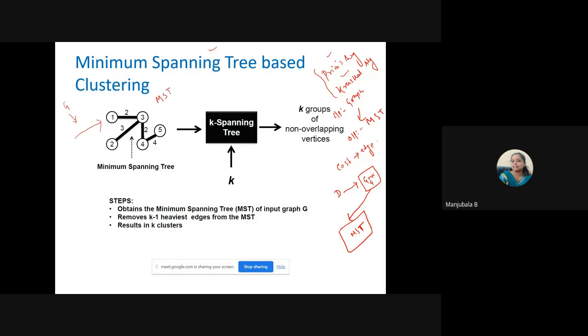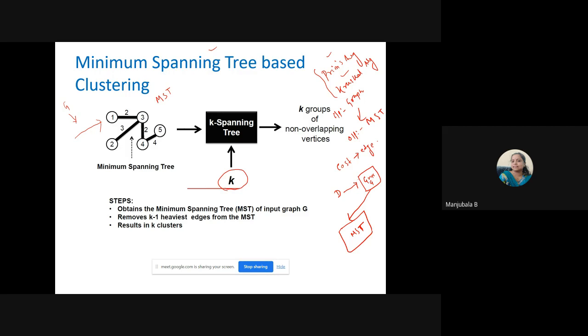So in this tree, there are 5 nodes, and the cost or the distance or the weight you can call, between every edge is given. Okay, so here in the minimum spanning tree clustering, the user has to specify the k value. How many clusters does the user want, right? Suppose I want 5 clusters.